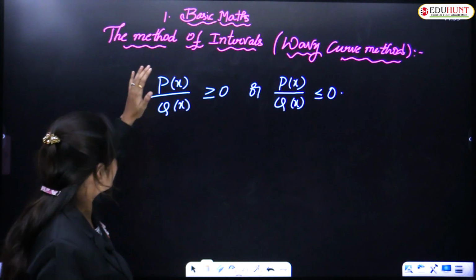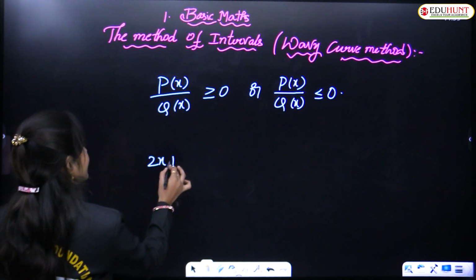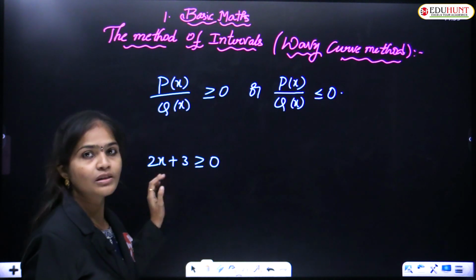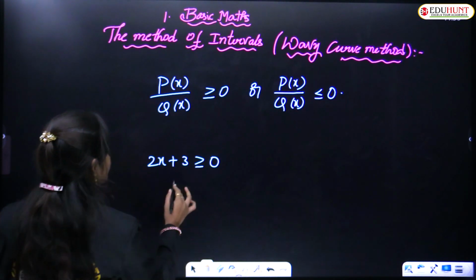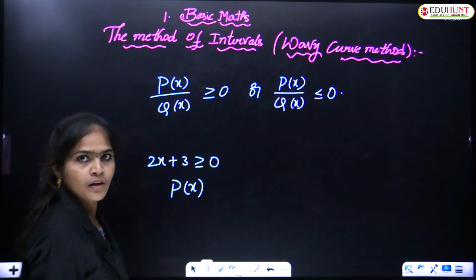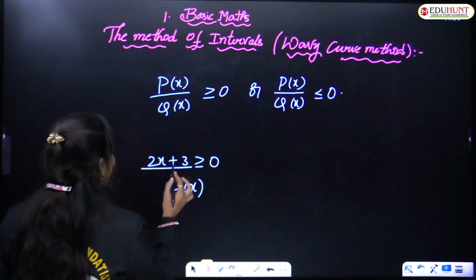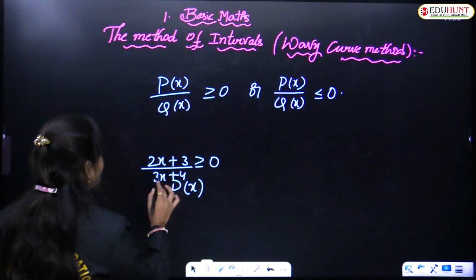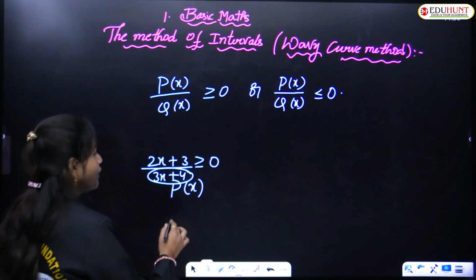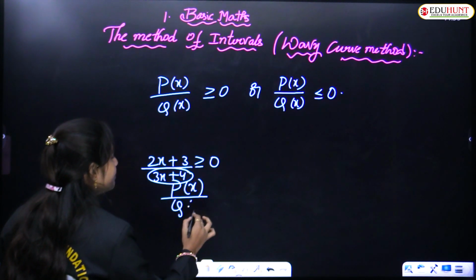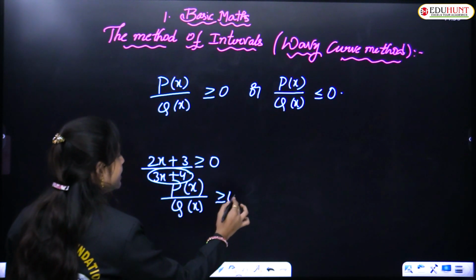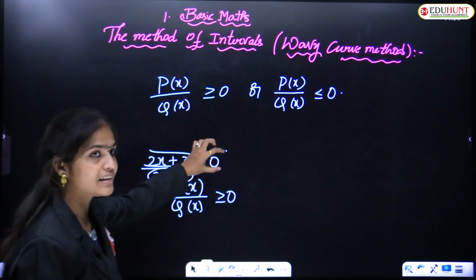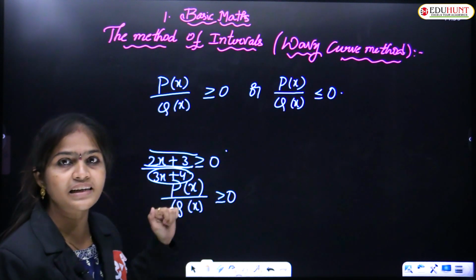Here, 2x plus 3 is an inequation. 2x plus 3 is greater than or equal to 0. This is one inequation, and it is in the form of p of x only, no? But here, for example, I am saying 2x plus 3 whole by 3x plus 4. Now this is in the form of p of x by q of x, greater than or equal to 0. Previously we discussed 2x plus 3 greater than or equal to 0, and we know how to write the intervals.